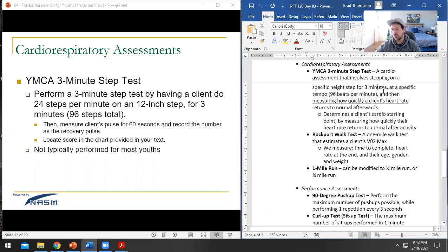So look at how many variables we're controlling here, right? We know that it's exactly 3 minutes. We know that it's exactly 96 steps per minute. And we know that it's a 12-inch step, right? Every single time. Because it's a 12-inch step, 24 steps for 96 total, for 3 minutes, we know everybody who's ever taken this assessment has done the exact same number of steps as everyone else. So once we know that, we're going to measure how well our client performs in relation to how well someone should be able to perform, right?